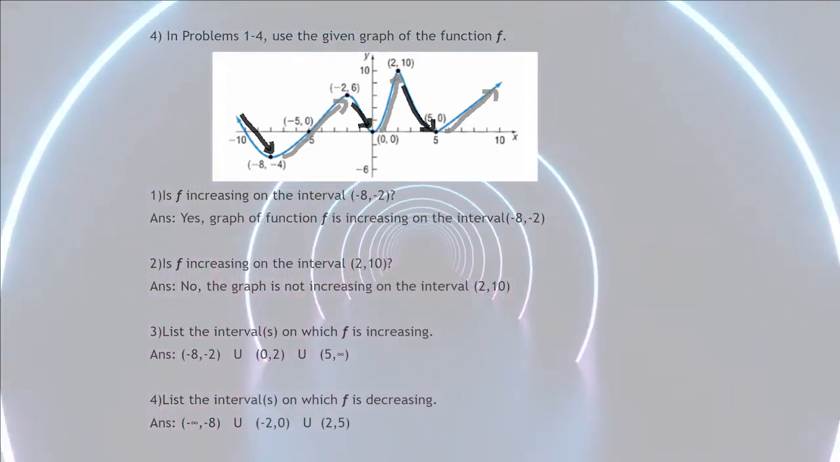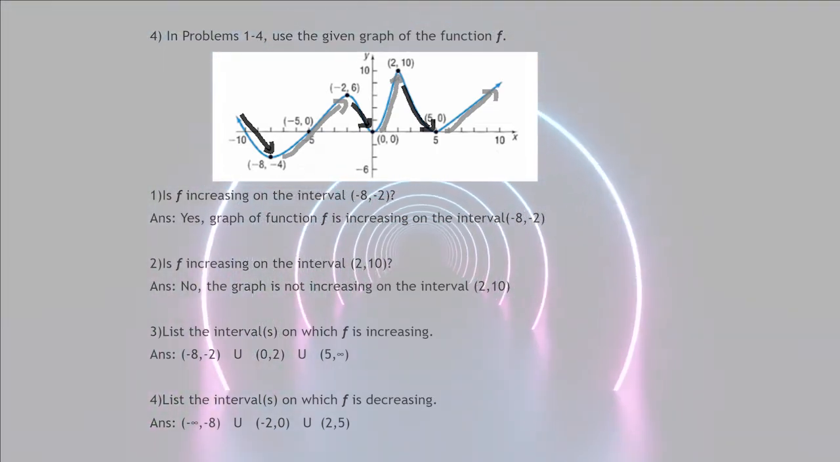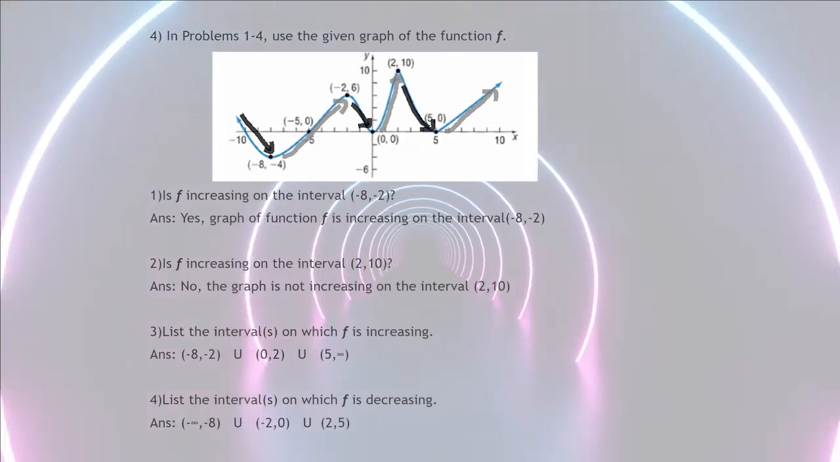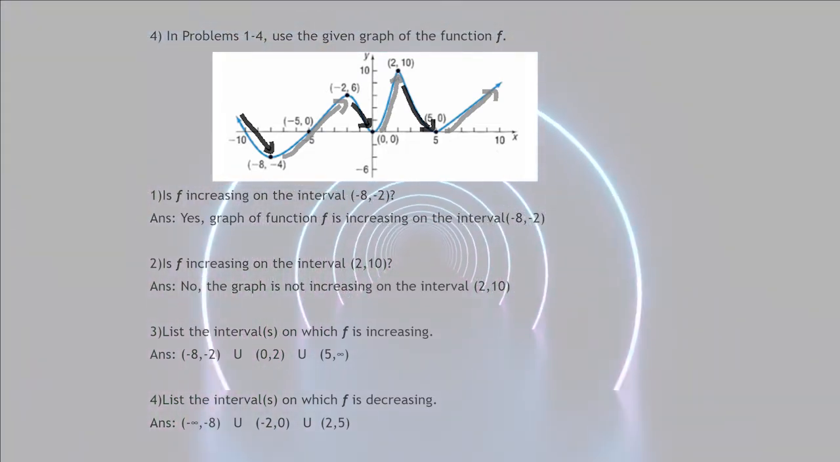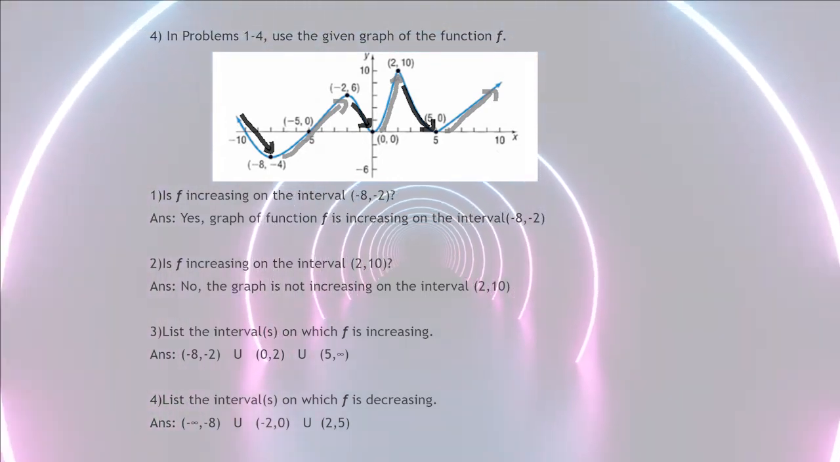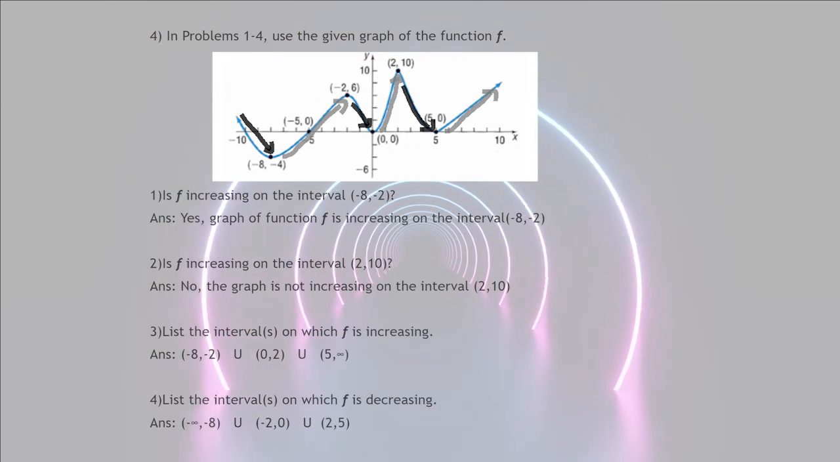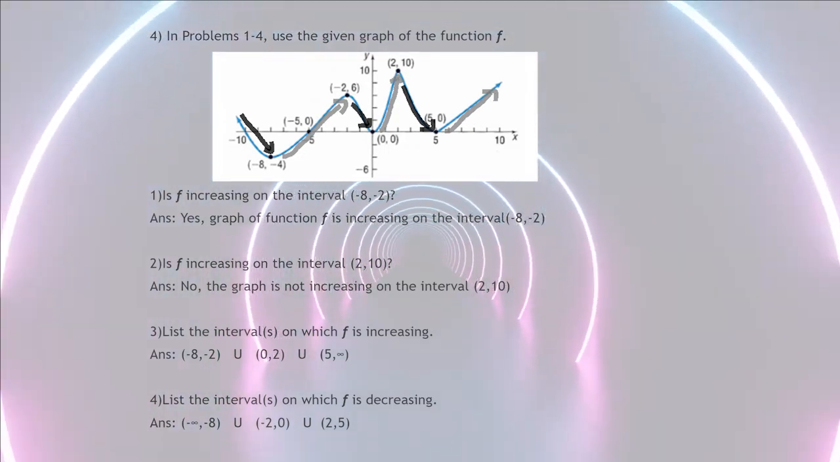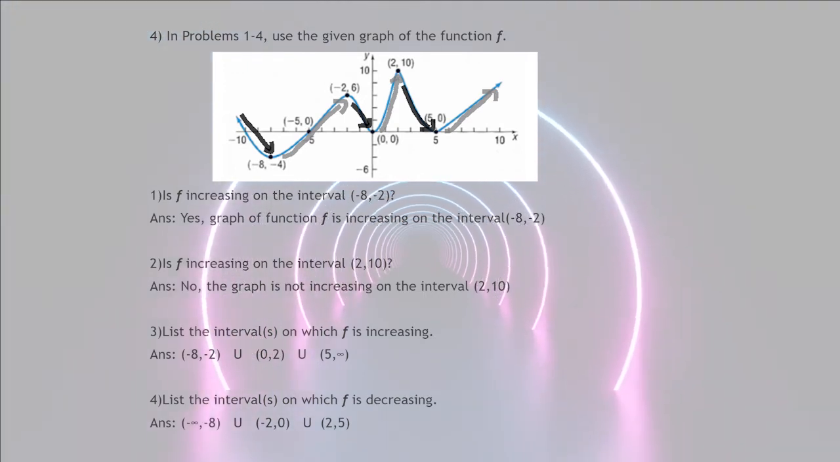And we can look at the grey arrow. Yes, it is actually increasing from -8 to -2. The answer is yes, the graph of function f is increasing on the interval -8 to -2. Then the second question, is f increasing on the interval 2 to 10? No, actually it is not increasing.